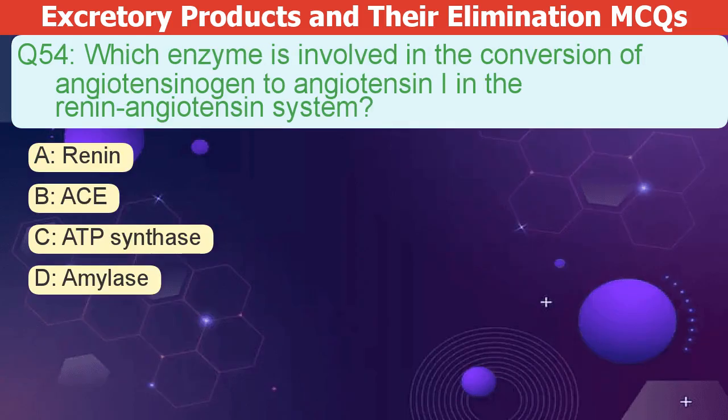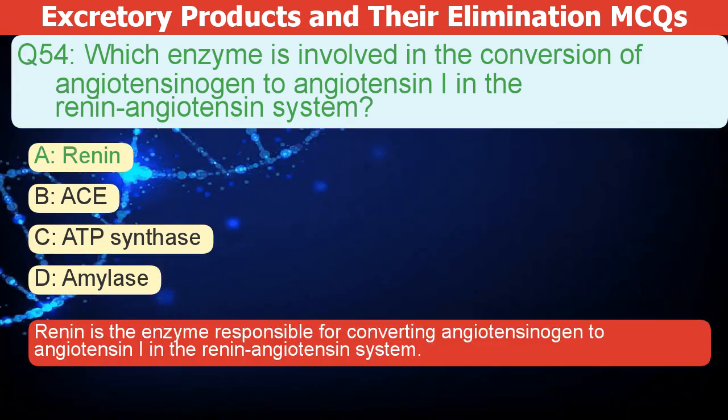Which enzyme converts angiotensinogen to angiotensin I in the renin-angiotensin system? A. Renin. B. ACE. C. ATP synthase. D. Amylase. The correct answer is A. Renin is the enzyme responsible for converting angiotensinogen to angiotensin I in the renin-angiotensin system.